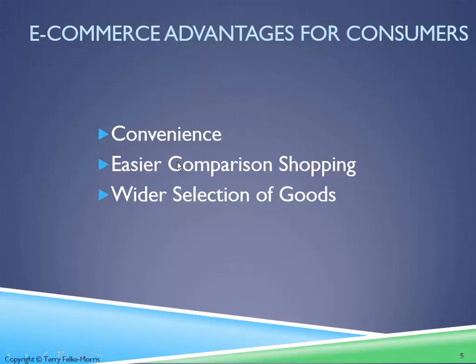Easier comparison shopping. If I want to buy a television, I can go out to bestbuy.com. I can go out to whatever, Sears.com, Pennies.com, whoever sells them. If I'm looking for a computer, I can do the same kind of thing. Wider selection of goods.